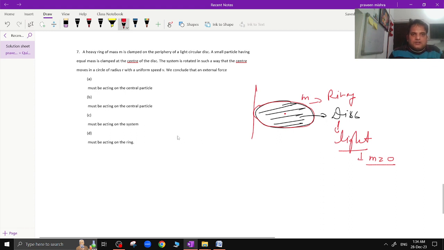A ring having a mass m is clamped on the periphery of a light circular disk. A small particle having equal mass is clamped at the center. There is one more thing: there is one particle here.